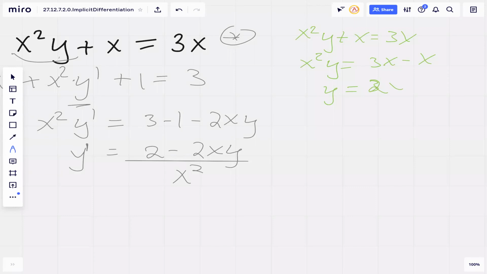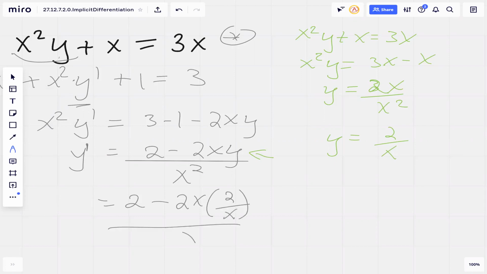It's actually 2x over x squared. So y equals 2 over x. And we're going to take that and plug that back in here. And what do we get? We get 2 minus 2x times 2 over x all over x squared.